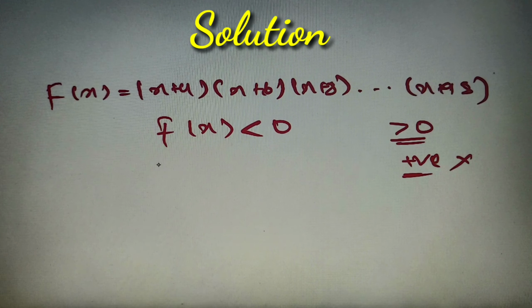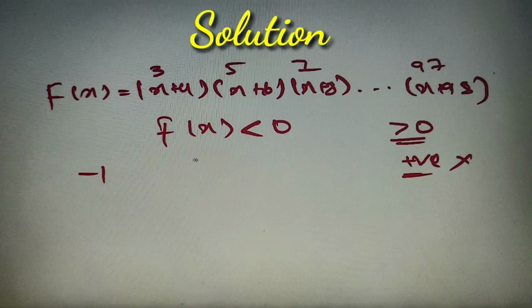Now let's take the first negative integer, that is minus 1. If we put minus 1 in all the brackets, then the first bracket is equal to 3, second 5, third 7 and last will be 97. We can see that the numbers are increasing and all of them are positive, so their product will never be negative. So minus 1 is not our solution.